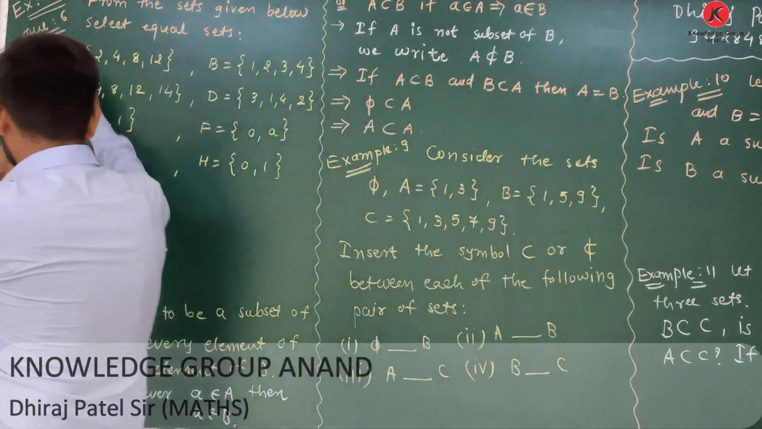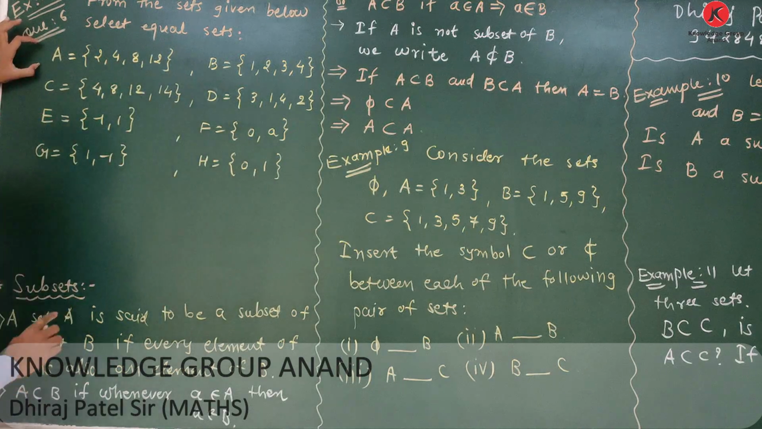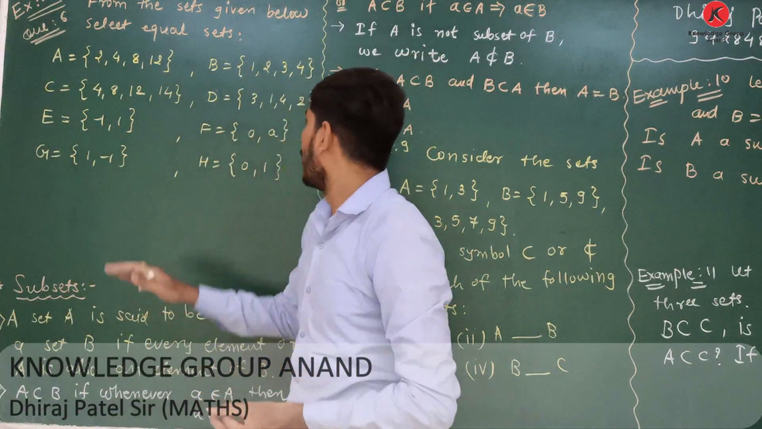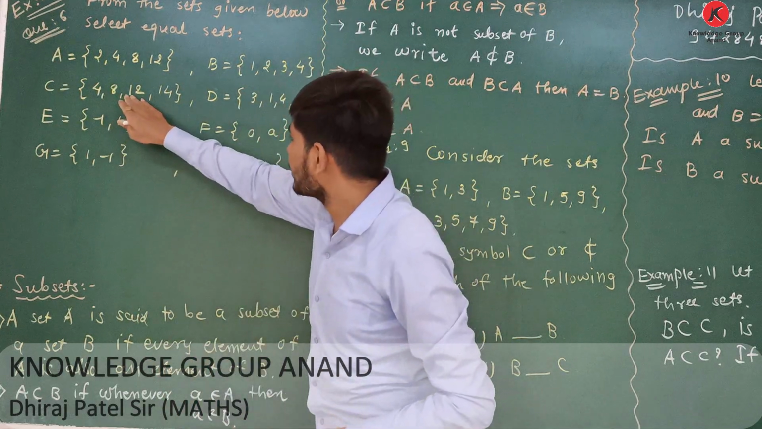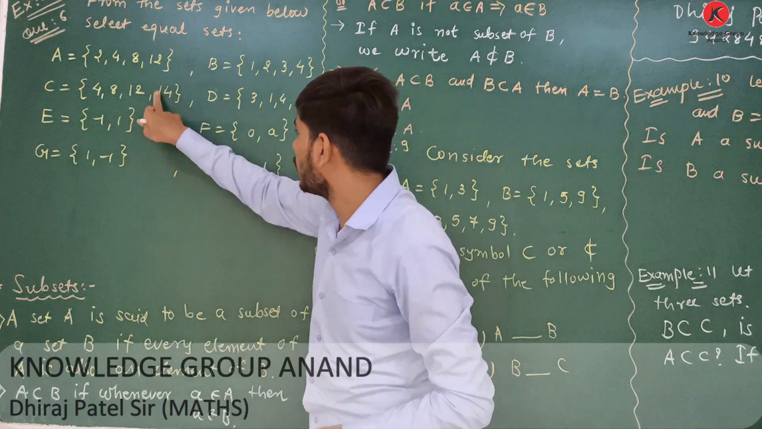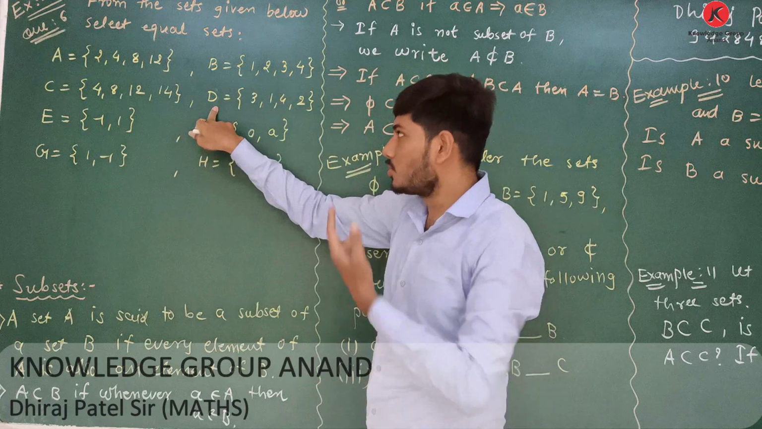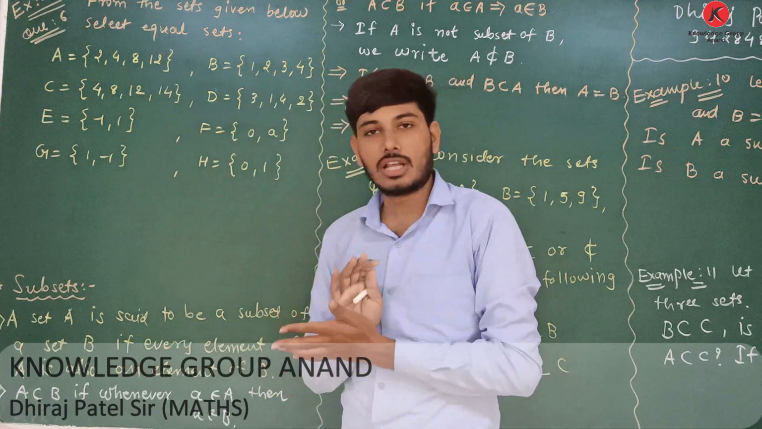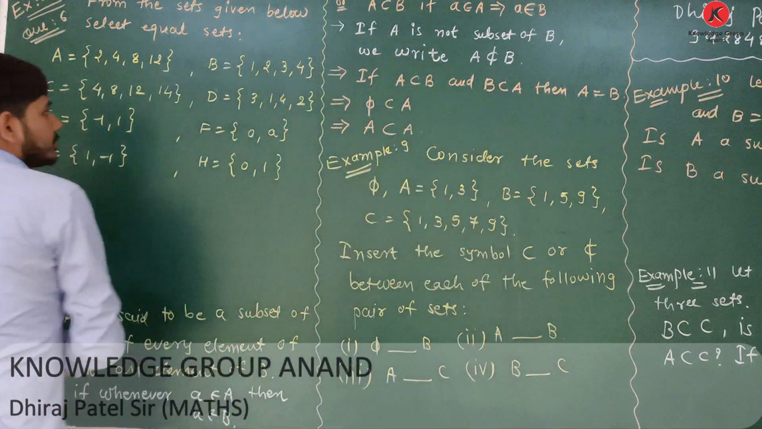Now, first consider set A and find the equal set with set A. Set A has elements 2, 4, 8, 12. Now, set B is not equal to set A. See here, set C is also not equal to set A. And set D is also not equal to set A, as well as E, F, G and H. Therefore, A is not equal to any of the sets.